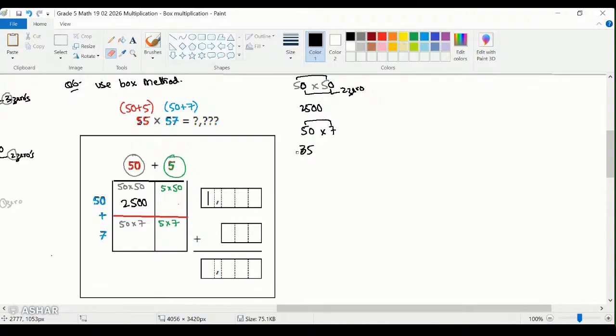And we had 1 0, right? We had 1 0, so we put 1 0, this is 350. 5 multiplied by 50 would be 5 times 5 is 25, and we simply put a 0. Okay. Normally, focus on this.